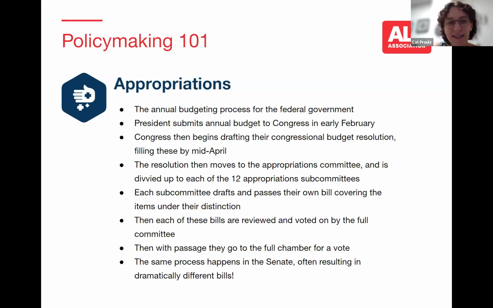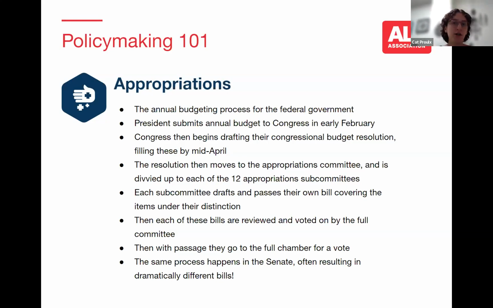So appropriations is essentially our federal government funding process, and it starts with the president submitting an annual budget to Congress for their consideration and approval, and that's usually in early February that happens. But it's not always the case that it's right on time, but usually the first week of February is the goal period for when the president introduces their budget.